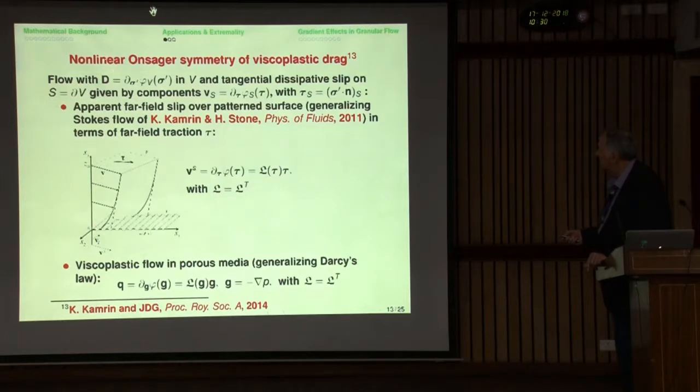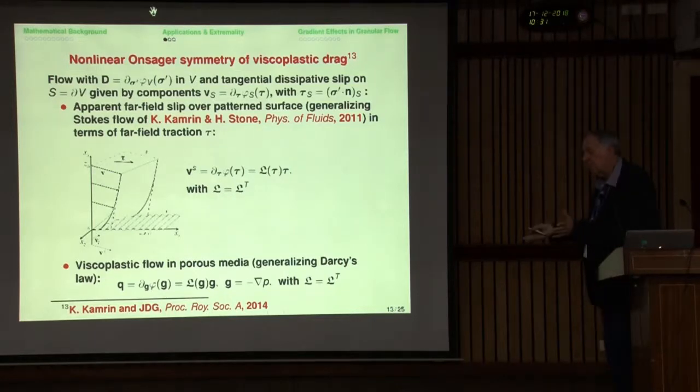This is an example of viscoplastic drag laws. If you take flow over a patterned surface with dissipative slip, and you have a dissipative fluid, a viscoplastic fluid here, if there's no pressure gradient parallel to the surface, in the far field you will observe some apparent slip by extrapolating a linear velocity profile back to the surface, and that apparent slip is related to the traction on the surface up here. In the case of a Stokesian fluid, this is a linear relation between the apparent slip and the stress. You can simply generalize that with this idea of nonlinear Onsager coefficients, and therefore you have a nonlinear relation between slip and stress.